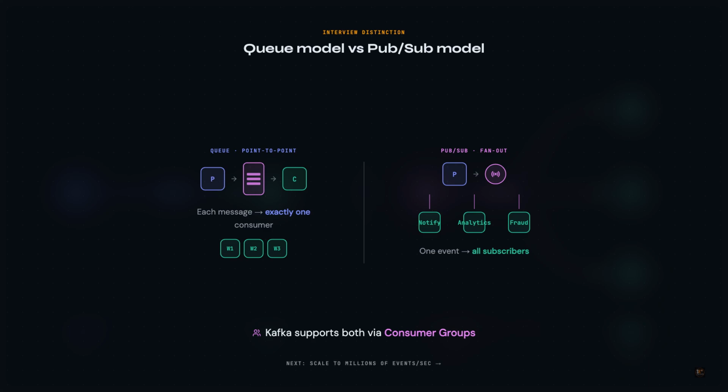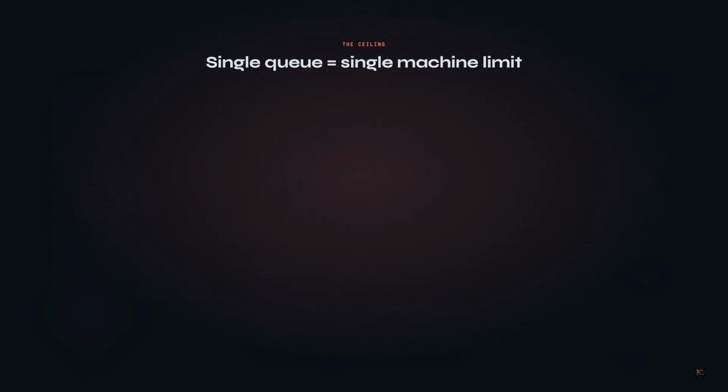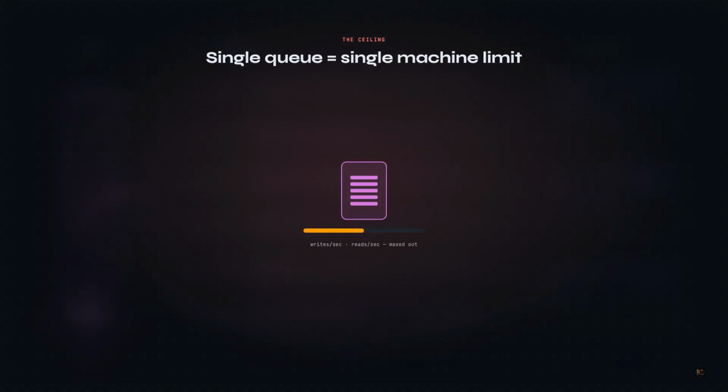Now the critical question. How do you make a queue scale to millions of events per second? Here's the bottleneck with a single queue. One machine can only handle so many writes per second, so many reads per second. You hit a ceiling fast.